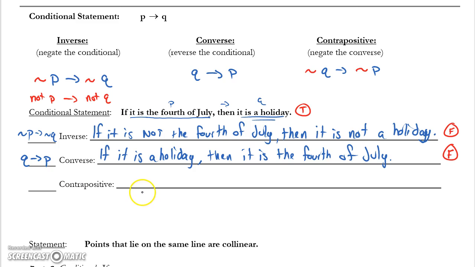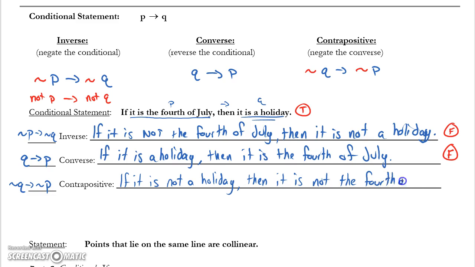The last one we have to write is our contrapositive. This one can be tricky sometimes. We negate my original conclusion, then negate my original hypothesis. So I say that if it is not, because I am negating, a holiday, comma, then it is not the 4th of July. Period. That's my contrapositive.